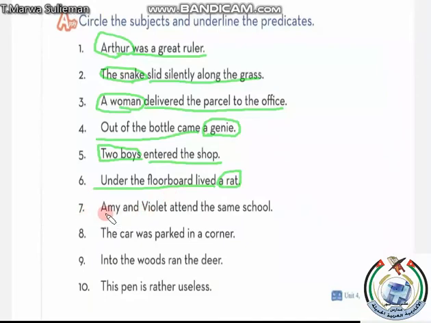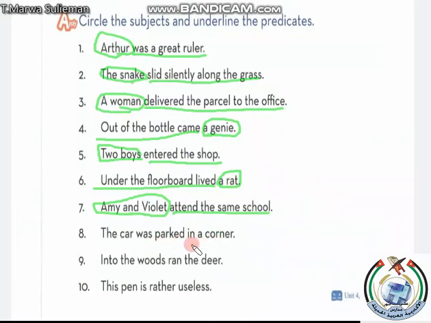Number 7. Amy and Violet attend the same school. Amy and Violet, excellent, is the subject. Attend the same school is the predicate. Attend is the verb.